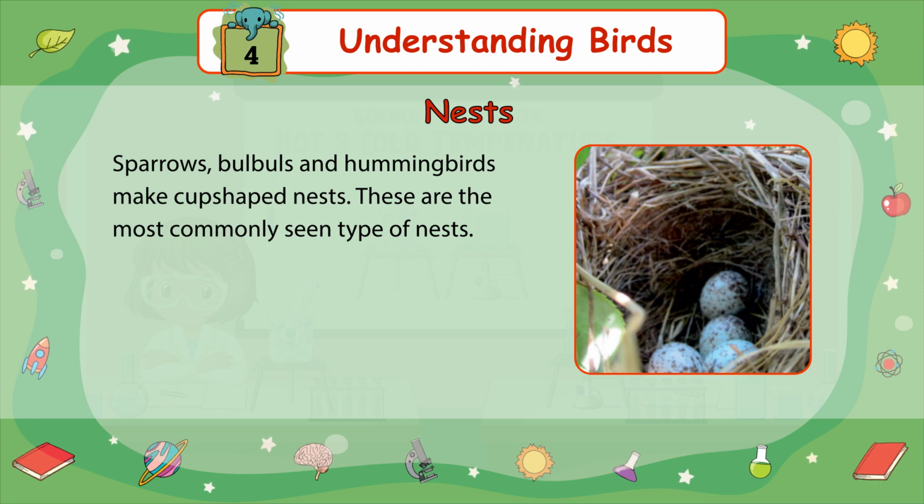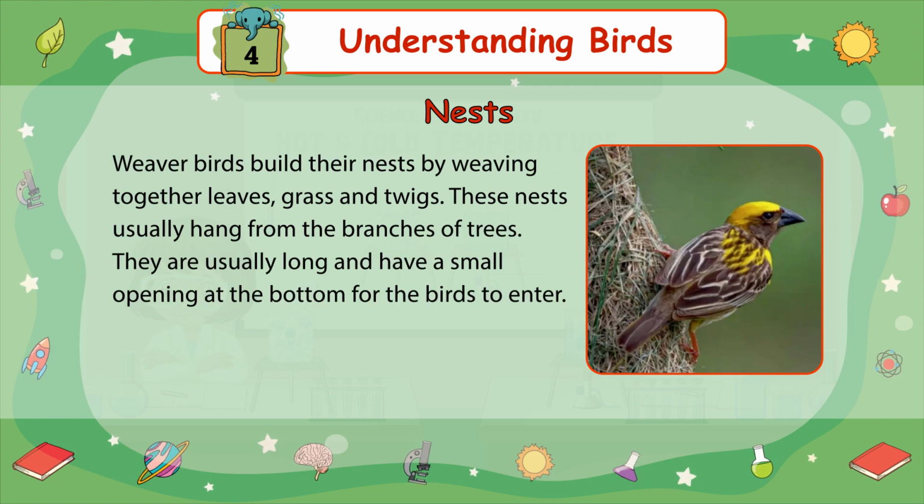Sparrows, bulbuls, and hummingbirds make cup shaped nests. These are the most commonly seen type of nests. Weaver birds build their nests by weaving together leaves, grass, and twigs. These nests usually hang from the branches of trees. They are usually long and have a small opening at the bottom for the birds to enter.